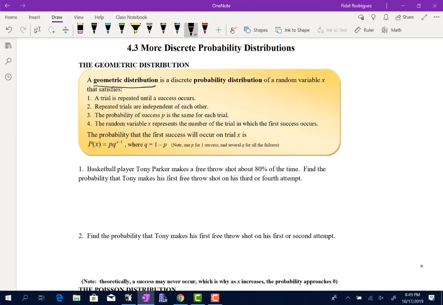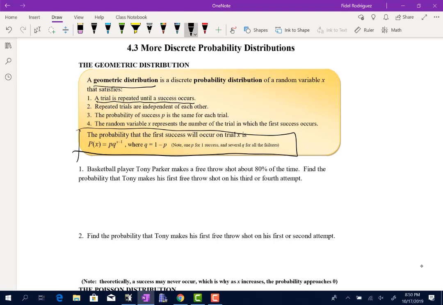And so the way we're going to know whether or not we have a geometric distribution is, number one, a trial is going to be repeated until a success occurs. Repeated trials are independent of each other. The probability of success P is the same for each trial. The random variable X represents the number of trials in which the first success occurs. And the probability that the first success will occur on trial X is, and it gives me a little formula right here, okay?